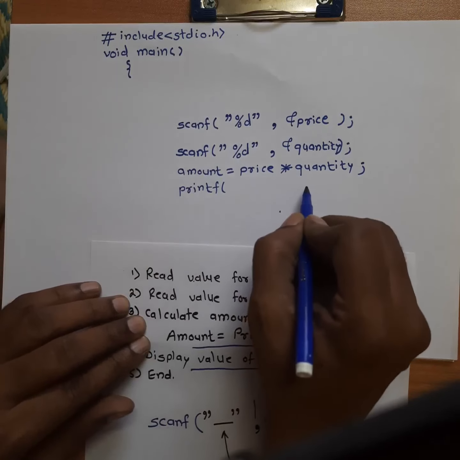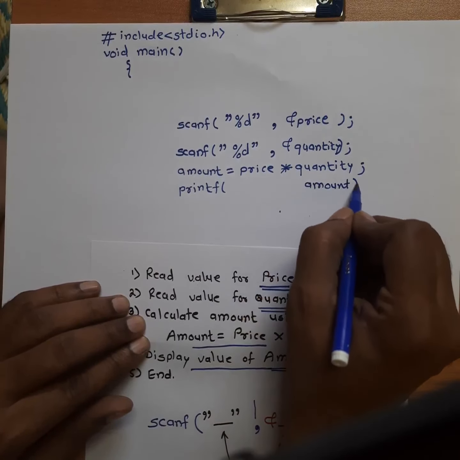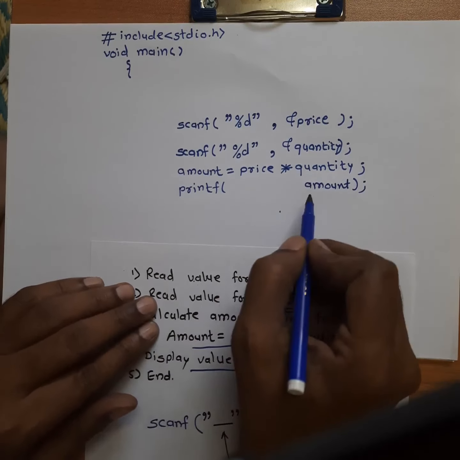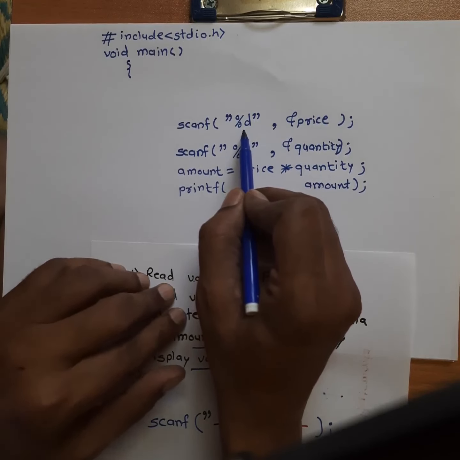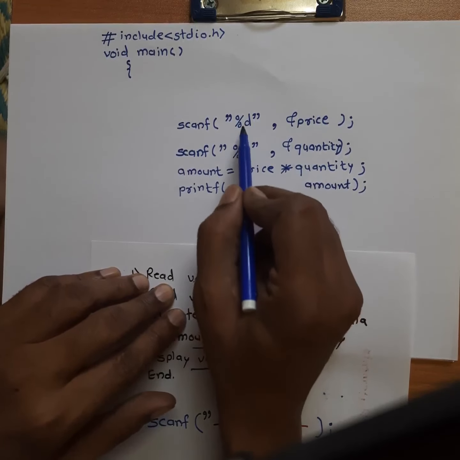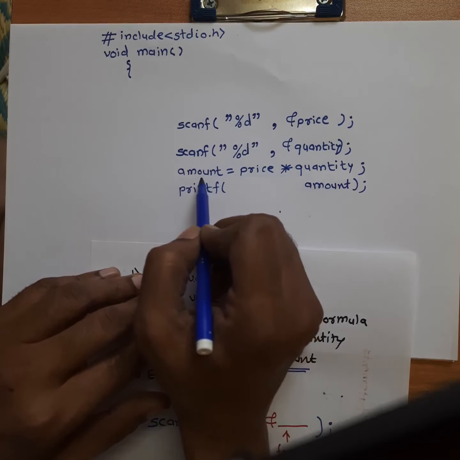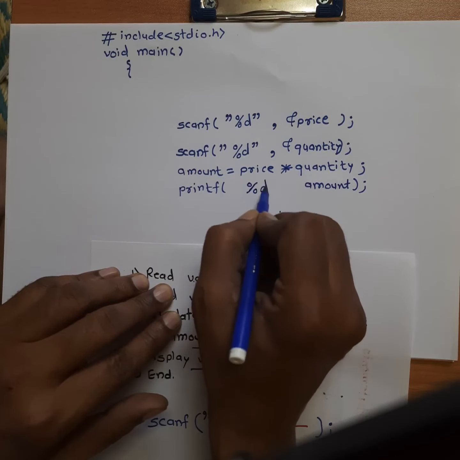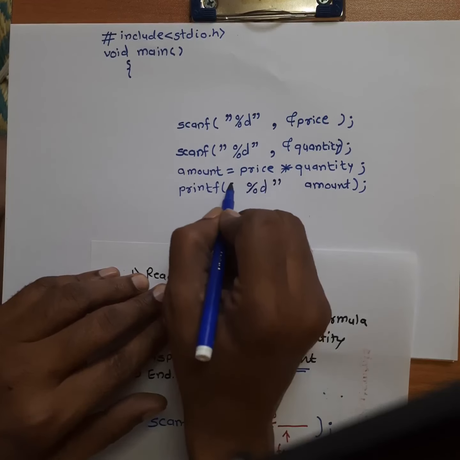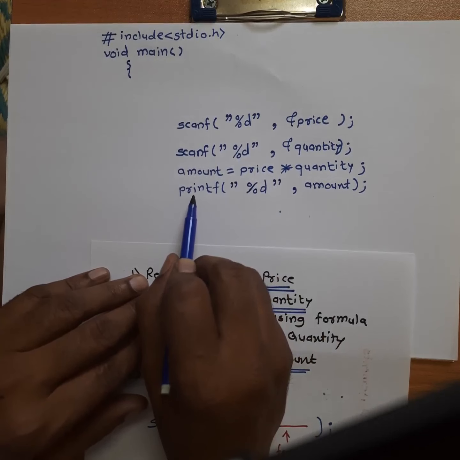Like we want to display the value of amount. And the type of amount: price we are considering as an integer because we are using it for a cloth shop. Price and quantity both will be integer. An integer number multiplied by an integer number is always an integer number. So we are considering amount as an integer, and for that we have to give here %d, double quotes and comma.